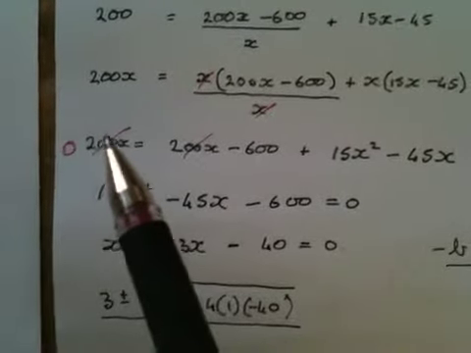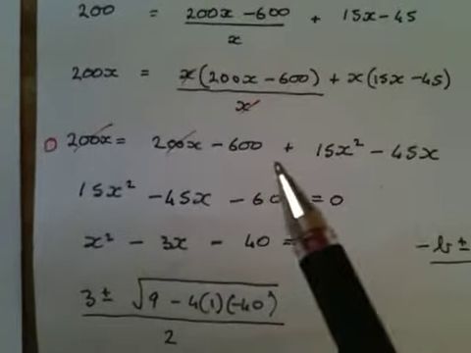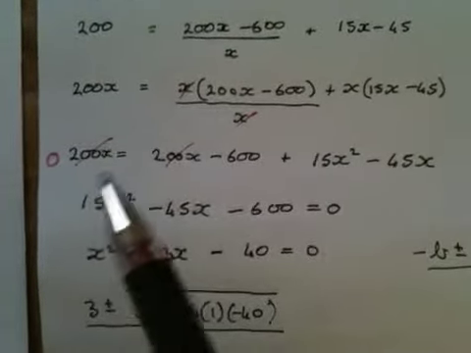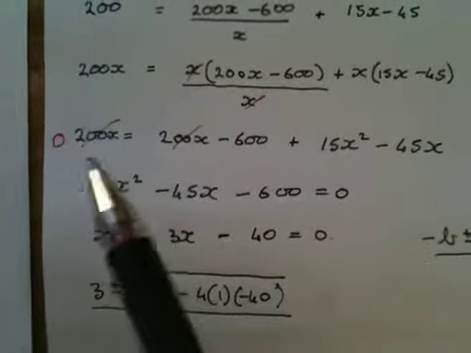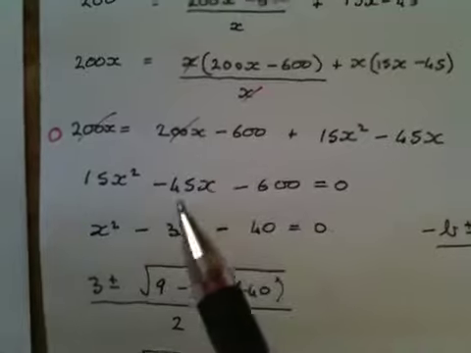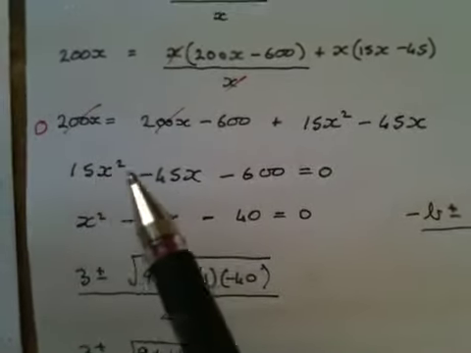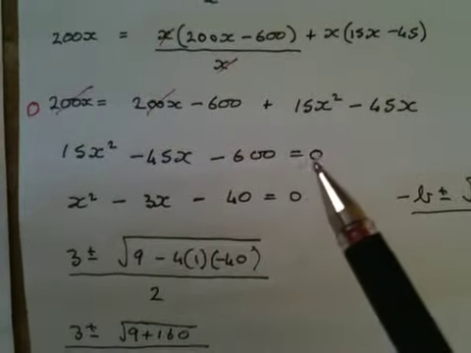On the left hand side I have 200x. On the right hand side I have 200x minus 600 plus 15x squared minus 45x. I can cancel those 200x's off each side. So on the left hand side it goes to 0, and I just cross it off on the right hand side. So the new equation then is a quadratic equation. It's 15x squared minus 45x minus 600 equals 0.